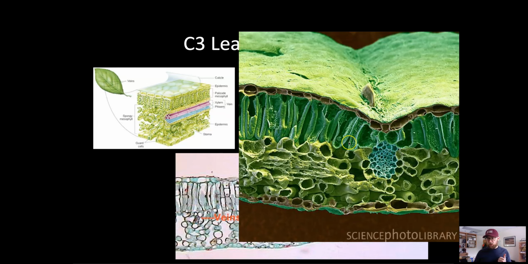Here's a scanning electron micrograph, or SEM. This is a really cool one of an actual leaf. You can see this lime green-ish layer, well, maybe that's not the right word, I'm not going to get into the shades of green. So you can see this upper layer.